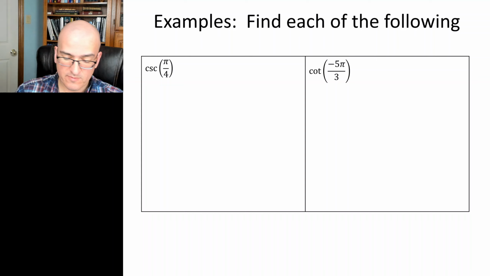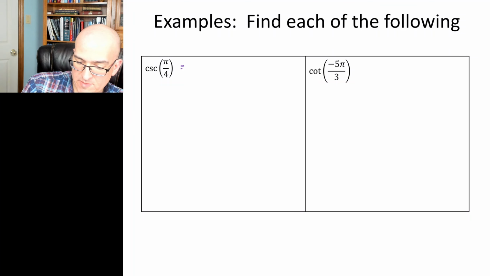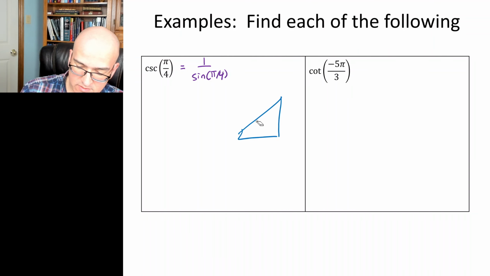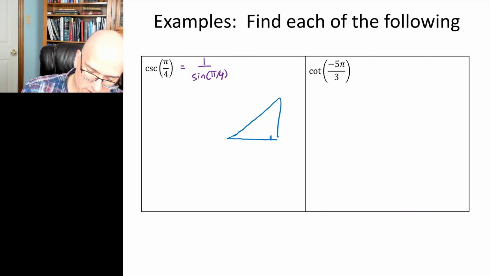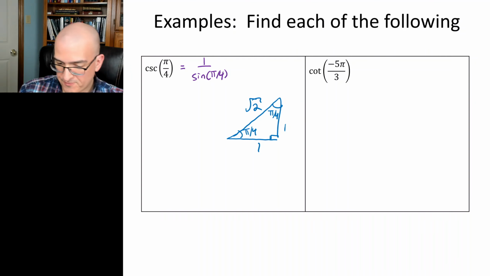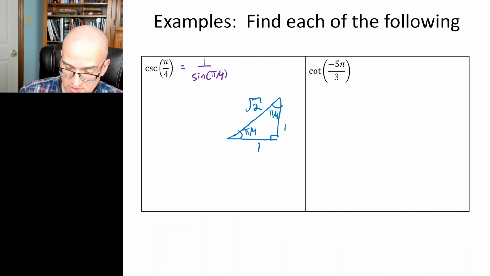Cosecant of pi over 4. So I'm going to say that's 1 over the sine of pi over 4. I'm going to use that method. That's my choice. Sine of pi over 4, that's our 45-45 triangle. Sine of pi over 4 is opposite over hypotenuse, so we have 1 over root 2. 1 divided by 1 over root 2, which is just root 2.